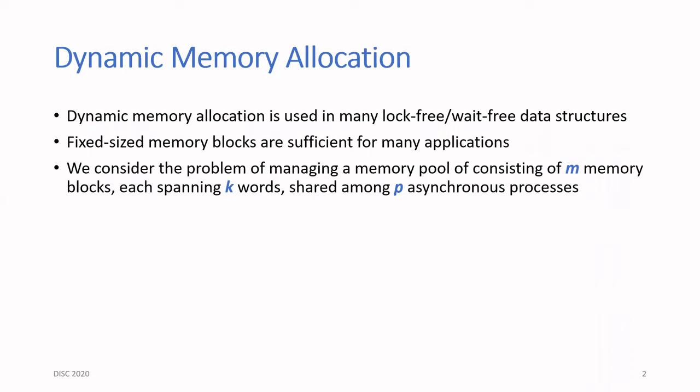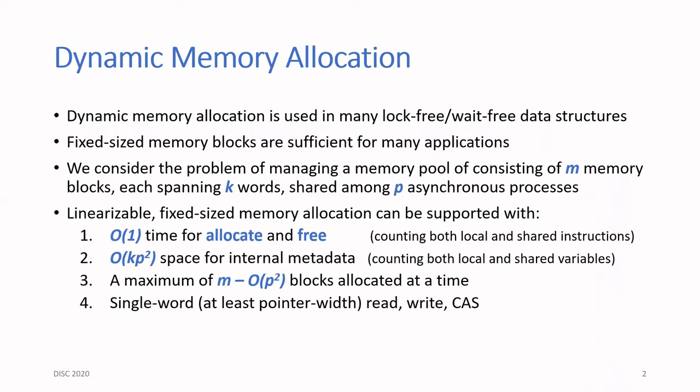We'll use M to denote the number of memory blocks we are managing, K to denote the size of each memory block, and P to denote the number of asynchronous processes in our system. Throughout the paper, we assume that K is at least 2 because we store some allocator metadata inside the memory blocks. Our main result is a linearizable implementation of allocate and free with the following properties.